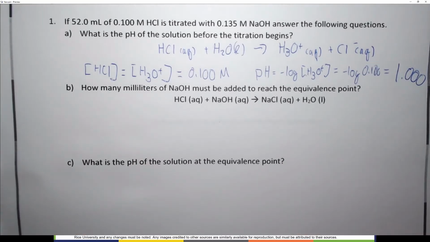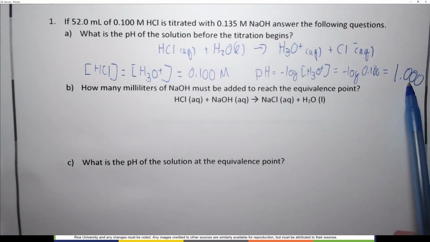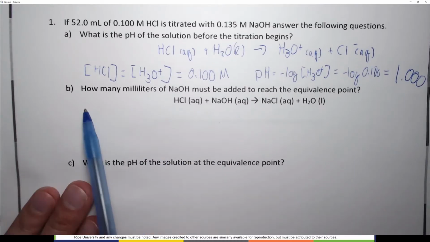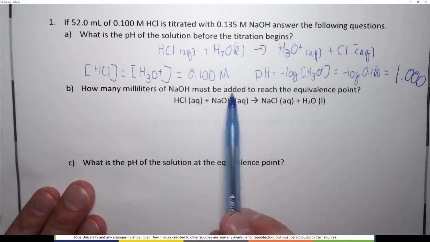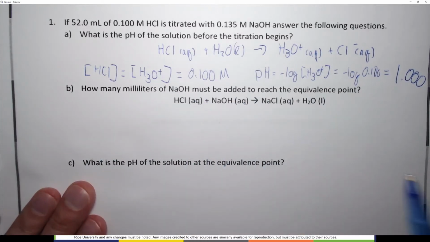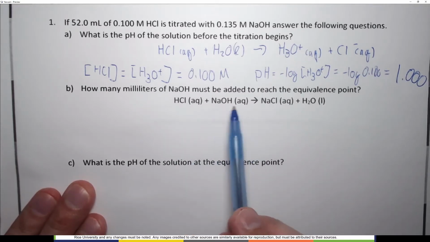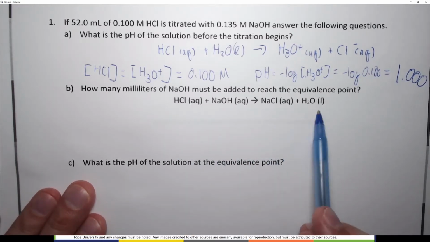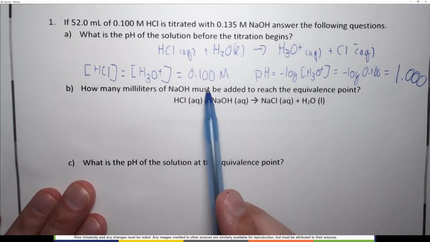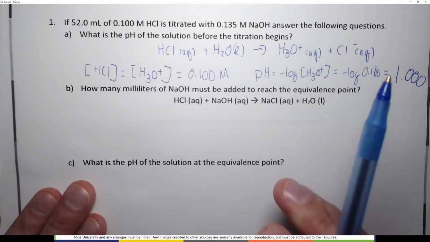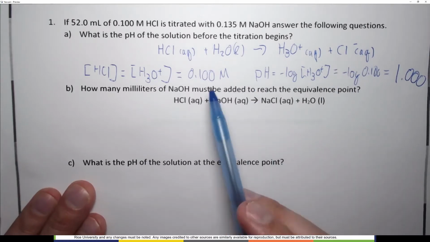Okay, so the pH of the initial solution is 1.00. The next question says, how many milliliters of NaOH must be added to reach the equivalence point? So here we have HCl reacting with NaOH to form NaCl and water. And we already talked about when we form just NaCl and water, the pH would be 7. So we know the pH at the equivalence point, which is actually the next question.